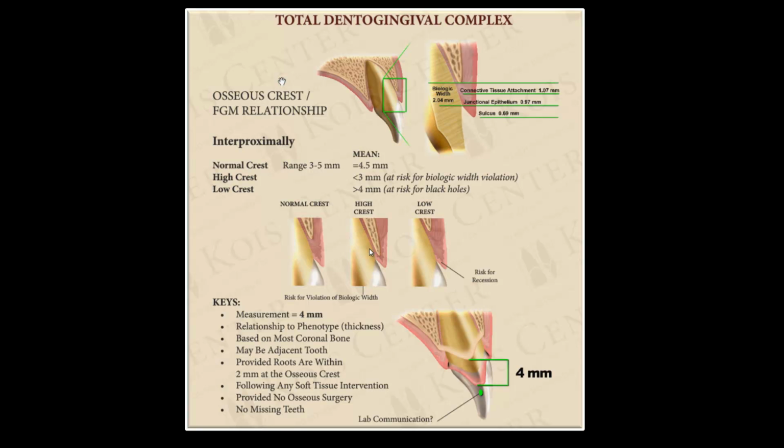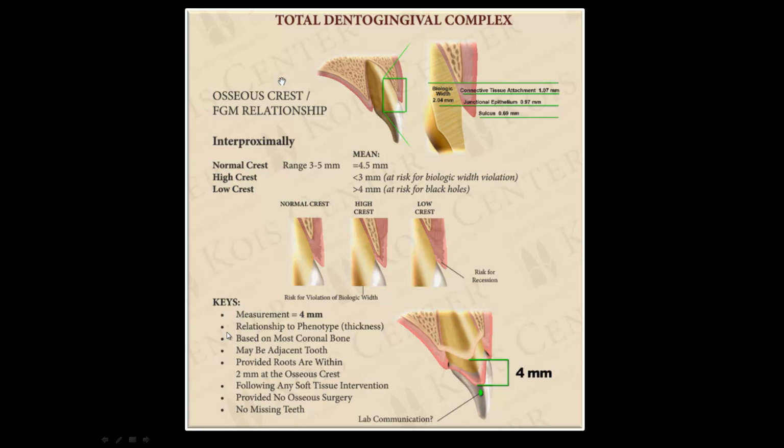So let's go and look at the different dentogingival complex, but in the proximal. You can see the normal crest ranges from 3 to 5 millimeters. My number is number 4. The high crest is less than 3 millimeters, and it's going to be a risk of biological width violation, as we knew before. The low crest is more than 4 millimeters, with a risk of black holes.